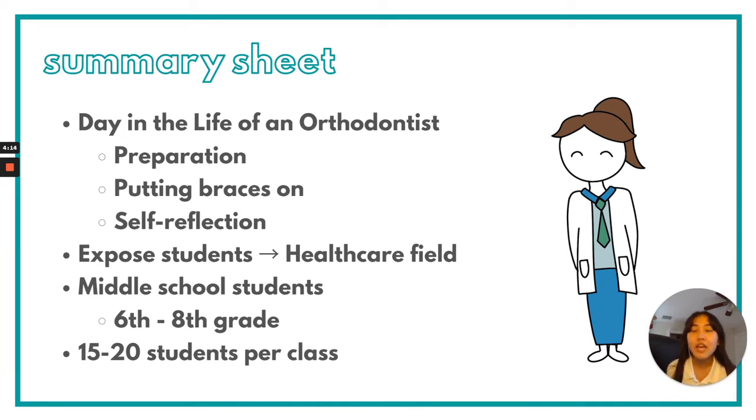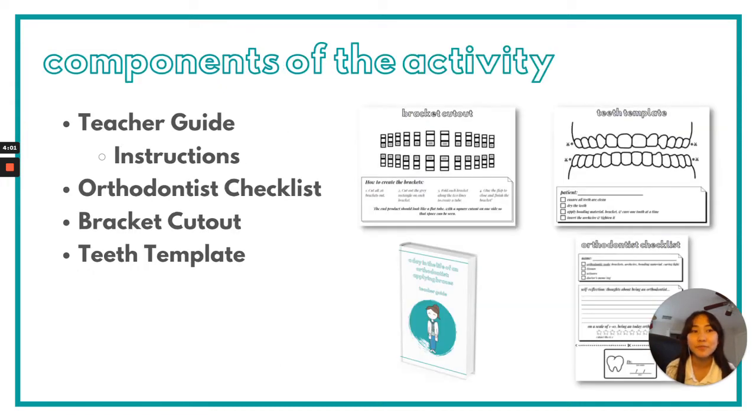This would be a great activity for middle school students around 6th to 8th grade and a class size of 15 to 20 students per class based on their motor skills, because this activity does consist of some paper cutting skill. The components of this activity consist of a teacher guide, which will consist of the instructions the teacher will narrate for the students. Then for the students, 3 printouts: an orthodontist checklist, a bracket cutout, and then a teeth template.